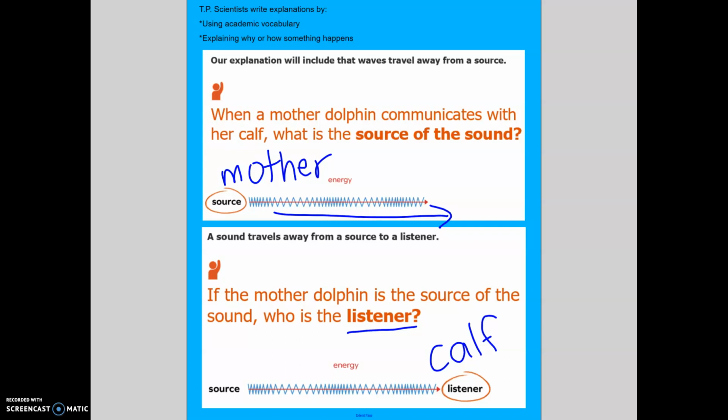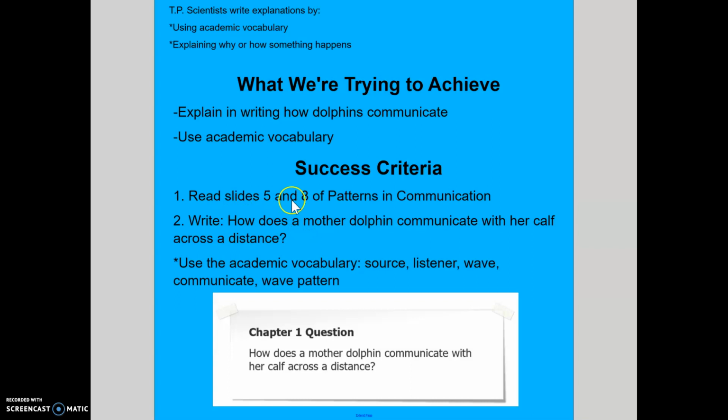Okay? So in your explanation, you're going to first read slides 5 and 8 of Patterns of Communication. And in your explanation, you'll need to use the words source, listener, wave, communicate, and wave pattern to answer our Chapter 1 question. Remember to click Turn In when you're finished.